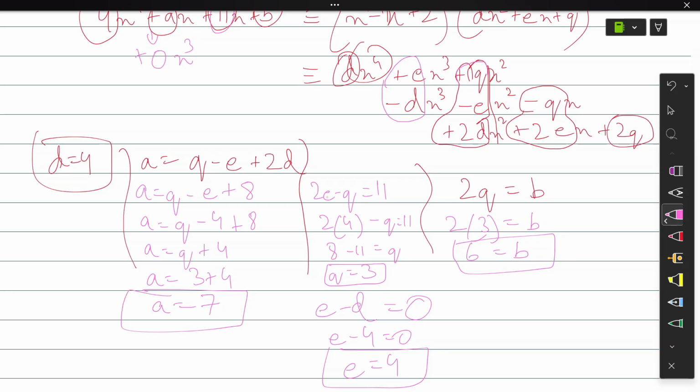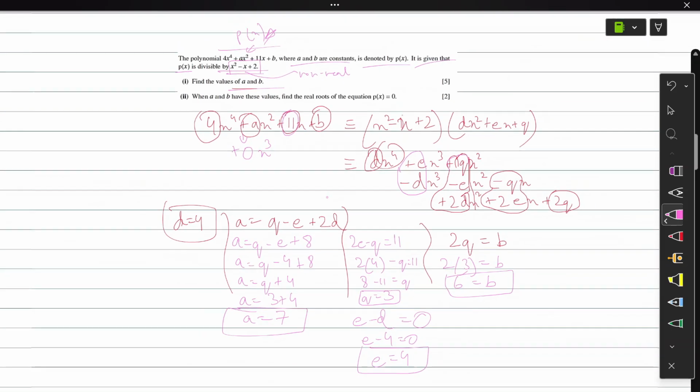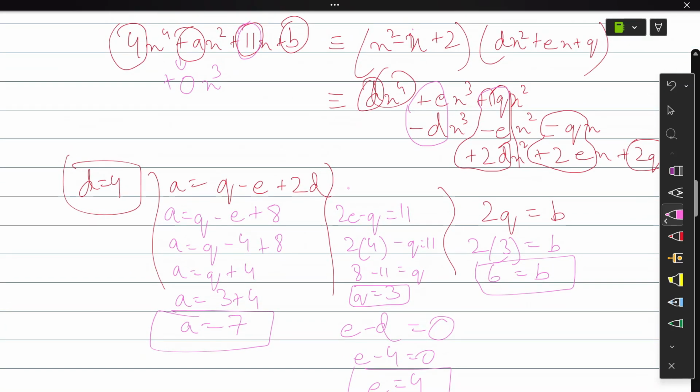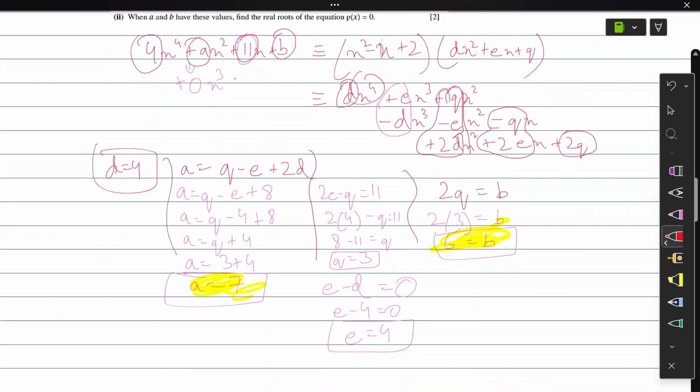There we go. That's everything, right? So we have found a and b. A and b are 7 and 6. Highlight that a little differently. Here is that, and here is your answer. Okay, so moving on. That's part 1.